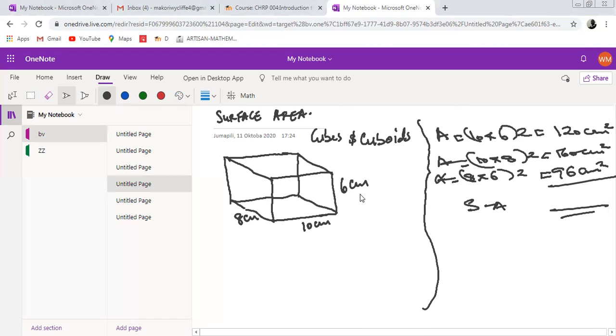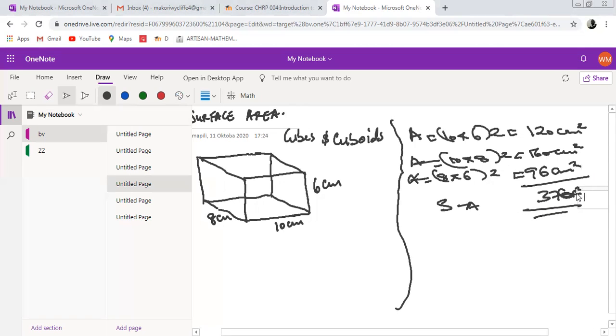So you will find that this is going to be 120 plus 160 plus 96, which gives us 376, which gives us 376 centimeters squared, and that is actually the surface area for this particular cuboid.